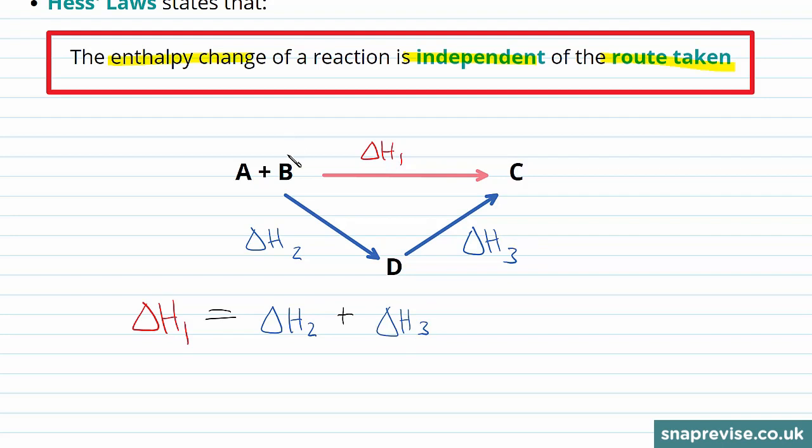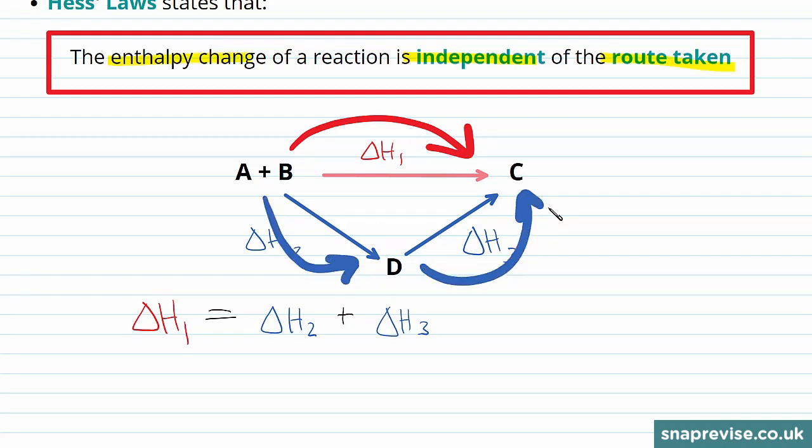So whether we take a direct route from A plus B to C, or a route that's a bit more convoluted from A plus B to D and from D to C, the enthalpy change of the reaction will be the same. So this triangle that we have here is what we call an enthalpy cycle. Let's take a closer look at enthalpy cycles now so we can see how to construct them.